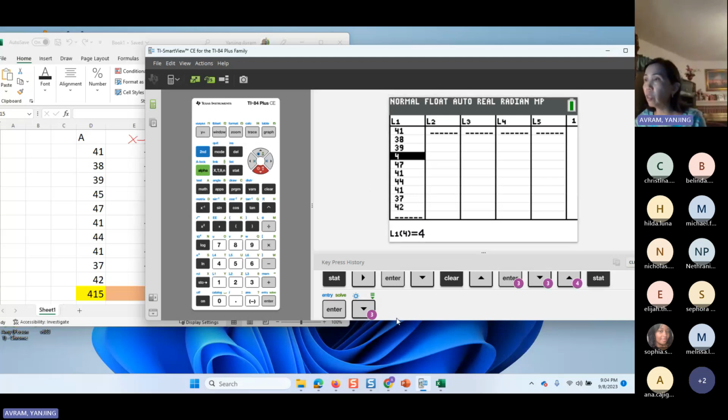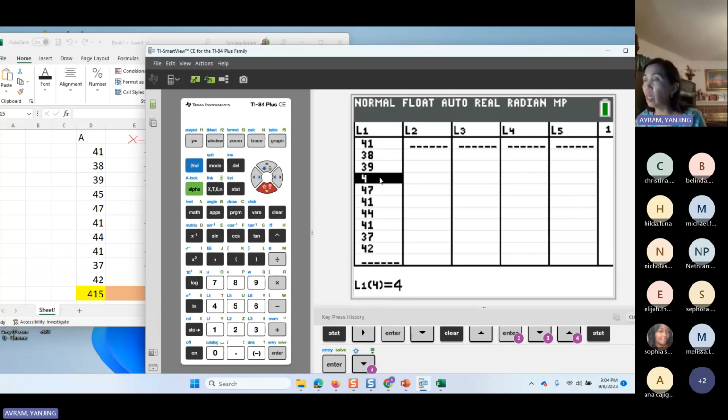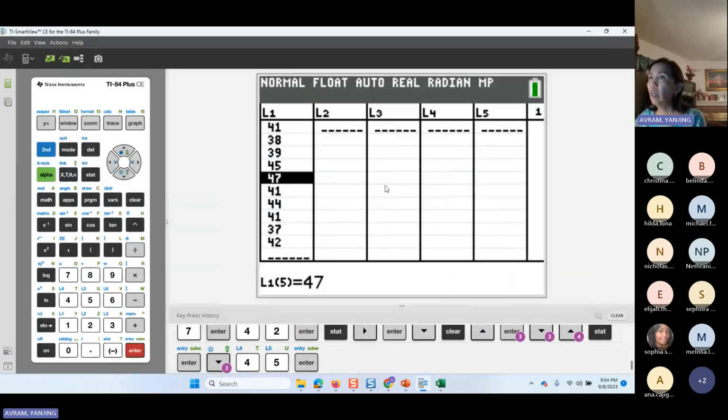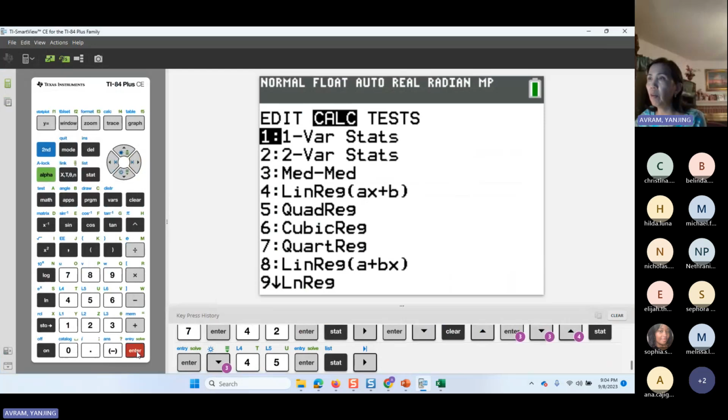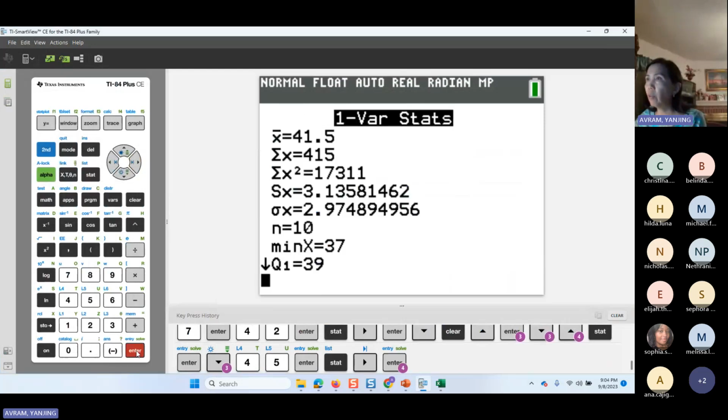So the good news is if you input this one wrong, you don't have to delete everything. You can just come here to fix that one. So this one should be 45. All right, so 45, 47, 41. Okay, that is right now. All right. Okay, so now we go to stat again, using calc, one variable calculation. All right, we calculate.